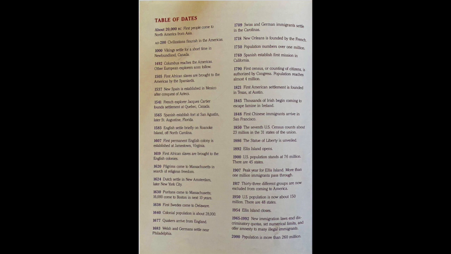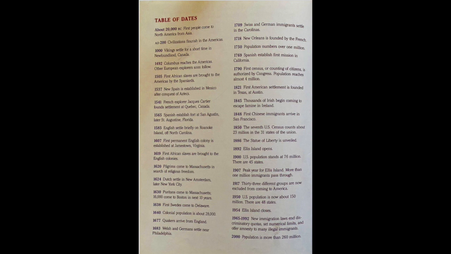1620, pilgrims come to Massachusetts in search of religious freedom. 1624, Dutch settle in New Amsterdam, later New York City. 1630, Puritans come to Massachusetts. 16,000 come to Boston in next 10 years. 1638, first Swedes come to Delaware. 1640, colonial population is about 28,000. 1677, Quakers arrive from England. 1683, Welsh and Germans settle near Philadelphia. 1709, Swiss and German immigrants settle in the Carolinas.